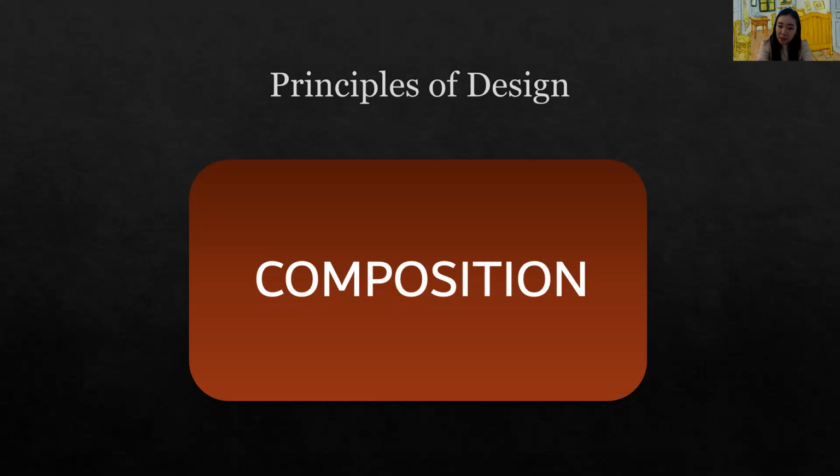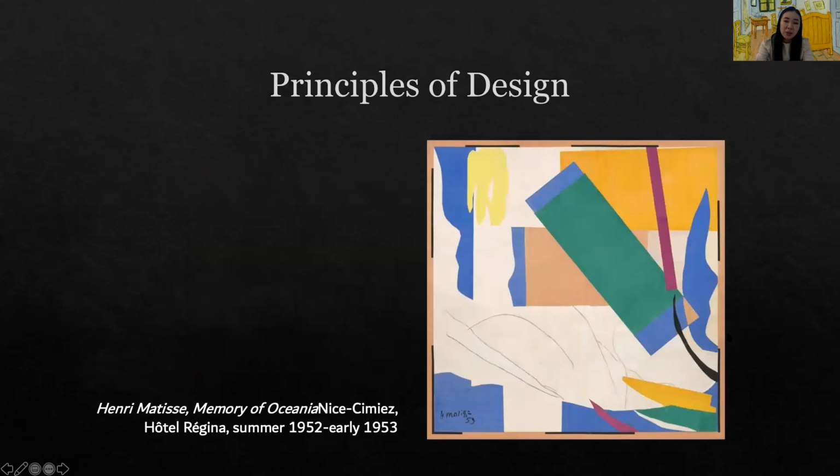So basically, composition means the overall design or organization of a work. In other words, composition is the organization of all the visual elements within a work of art. Artists design their compositions using guidelines known as the principles of design. So we're going to see the principles of design that artists use for creating their compositions.